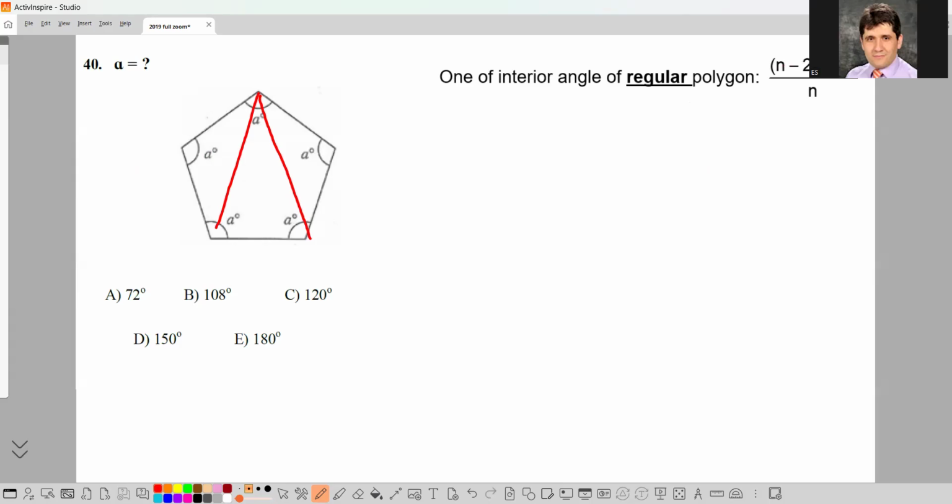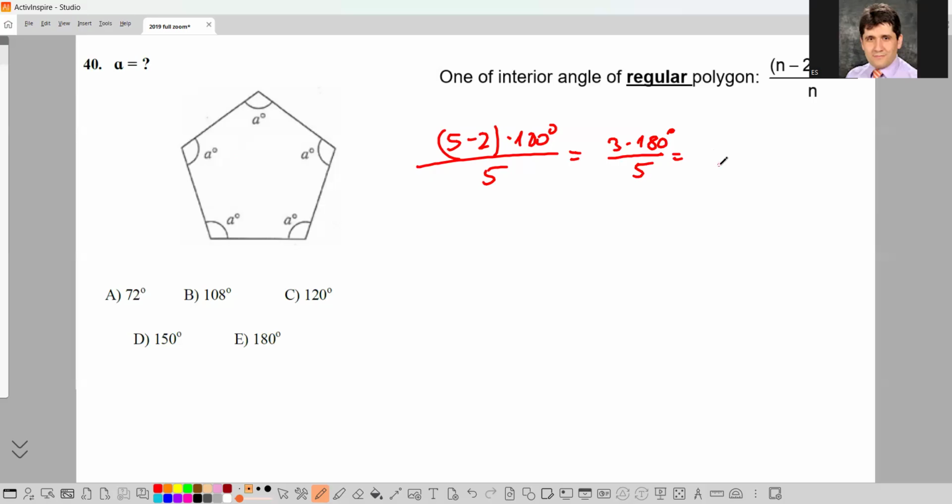5 minus 2, and 1 triangle is 180. So we get 5 minus 2 times 180, the sum of all the angles. Because it's regular, we need to divide by the number of angles, which in our case is 5. So we get 3 times 180 over 5. That is 3 times 36, which is 108 degrees. So 108 degrees.